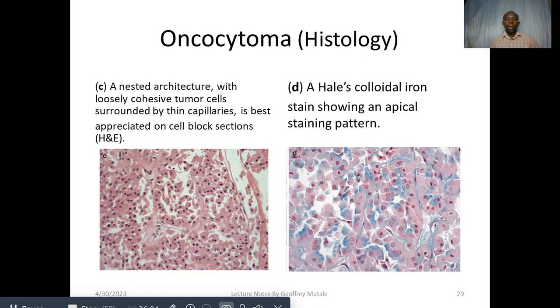And looking at it on a histology slide, we appreciate the nested architecture with loosely cohesive tumor cells which are surrounded by thin capillaries, and is best appreciated on a cell block section. Here on image D, we can also appreciate the Hale's colloidal iron stain, showing an apical staining pattern and also identifying the oncocytoma under histology.